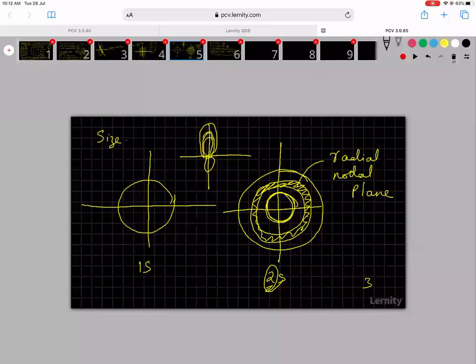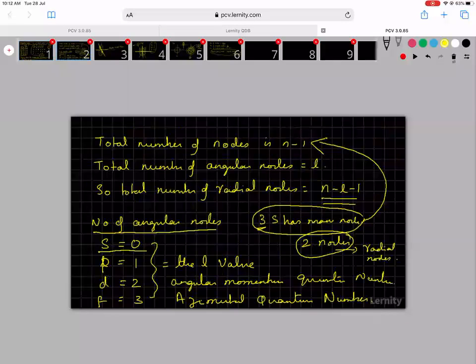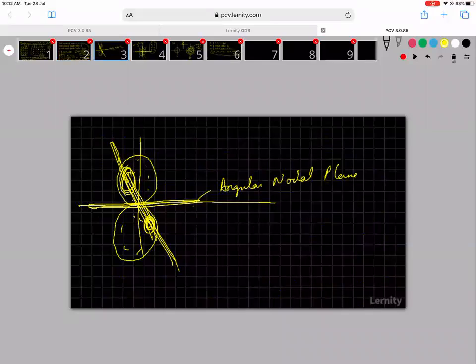This is slide number 1. This is slide number 2. This is slide number 3. I was trying to explain to you that 2P cannot have more than one nodal plane, because whichever other plane you make, it will be cutting through that.